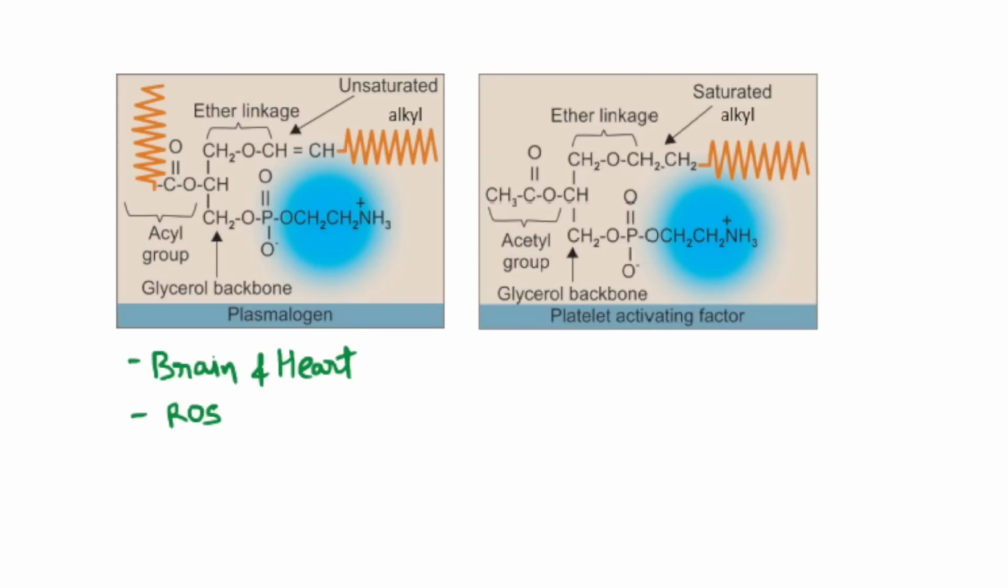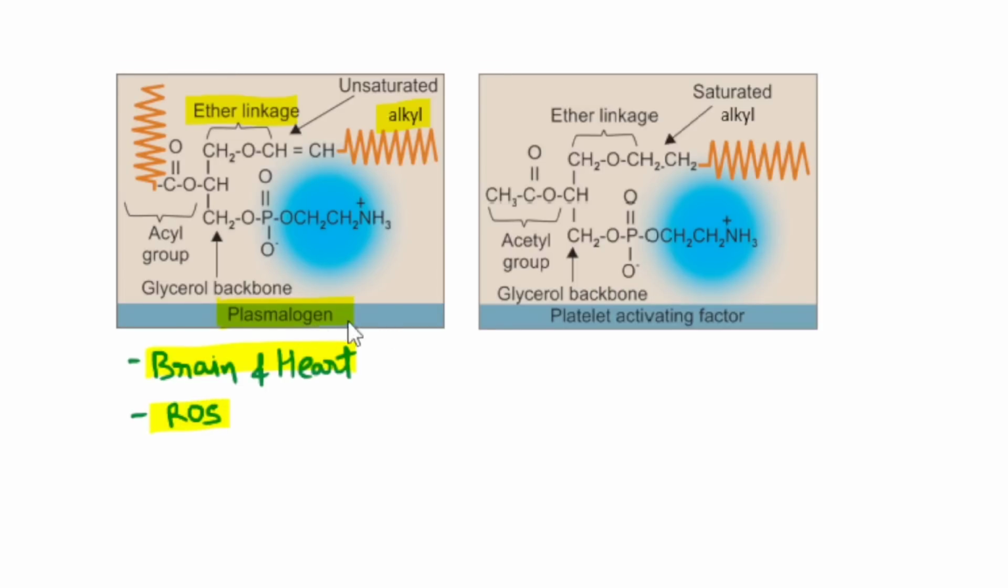Next is plasmalogens. When a fatty acid is attached to C1 of glycerol in glycerophospholipids by an ether linkage instead of the usual ester linkage, they are called ether lipids. For example, plasmalogen. On C1 of glycerol, an unsaturated alkyl is attached by an ether linkage. Plasmalogens occur in brain and heart. It may have a protective effect against reactive oxygen species.